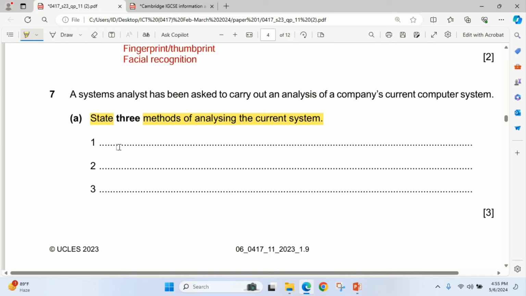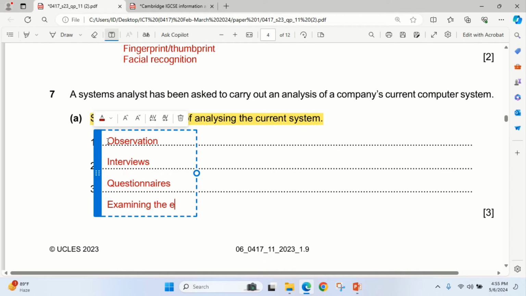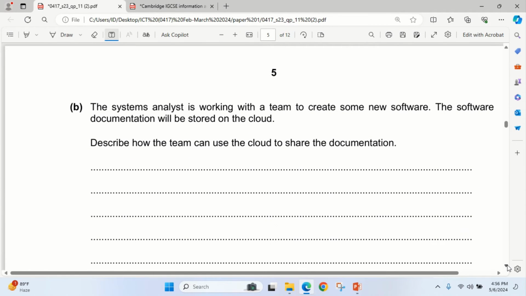So in the system life cycle, we can use 4 different methods. So let's mention them. You could actually use the observation method. We could also use interviews. We could use questionnaires. We could as well use examining the existing documents. Okay, so any 3 here will earn you the full mark. Very simple question there. So then the next one is question 7b.